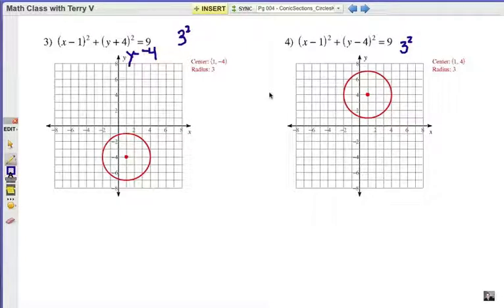And the next video in this series is about ellipses. We're going to talk about the equation form for that and how you graph those.